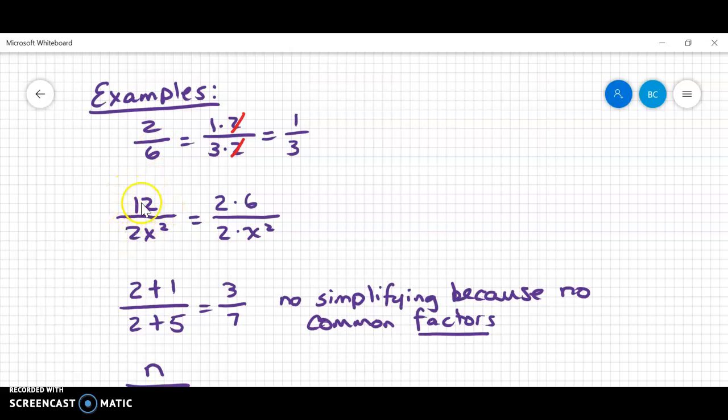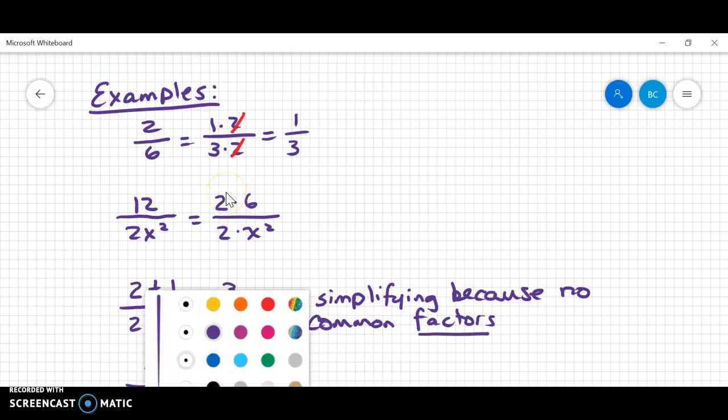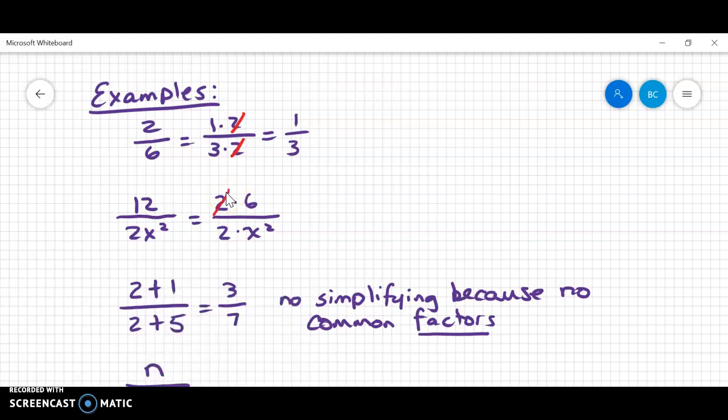Then we start to work some variables into it. We still think about the factors that make up the number. So on this one it's 2 times 6 and then 2. At that point we can cancel the 2's and we're left with 6 over x squared.